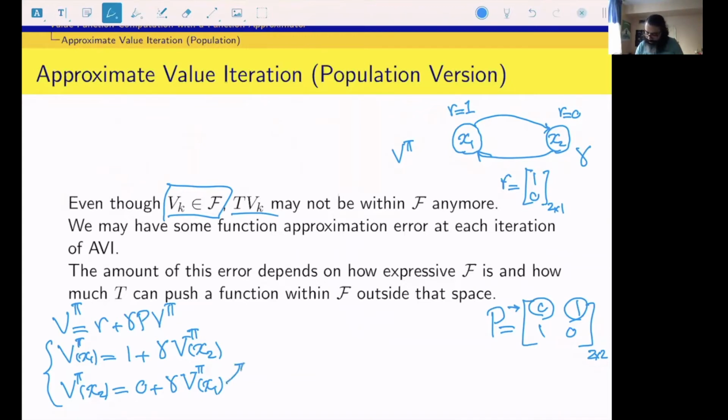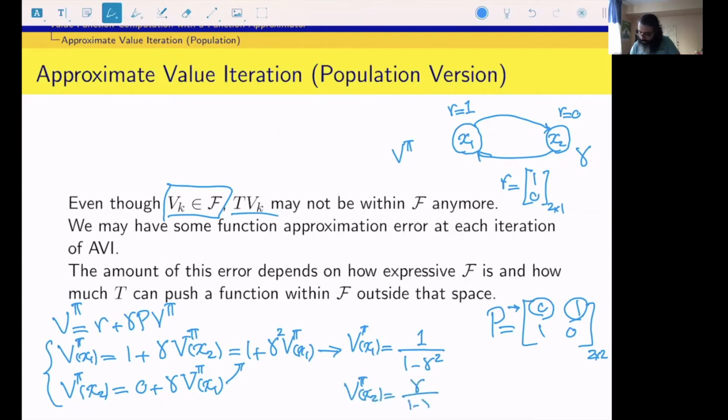So if I substitute here, I get 1 plus gamma V pi of x1, which means that, sorry, there's a mistake here. It should be gamma squared. So V pi of x1 would be 1 divided by 1 minus gamma squared. And V pi of x2 would be gamma divided by 1 minus gamma squared. Right?